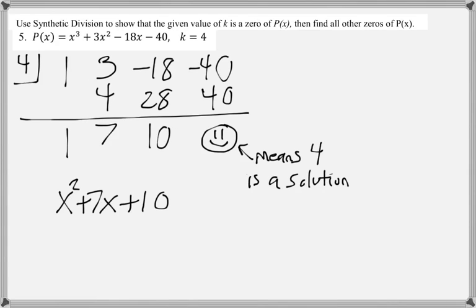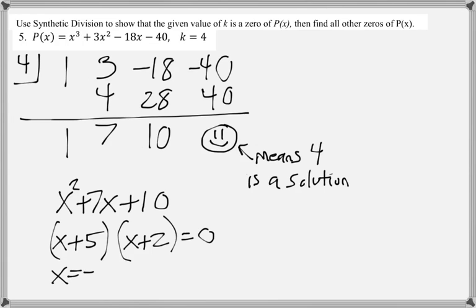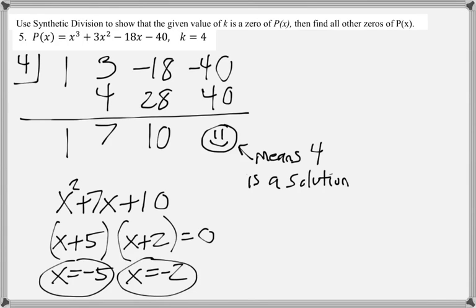And from here I can factor this. So this will be x plus 5, x plus 2. And if I set that equal to 0 and solve, I get x is equal to negative 5 and x is equal to negative 2. So these would be my other two solutions.